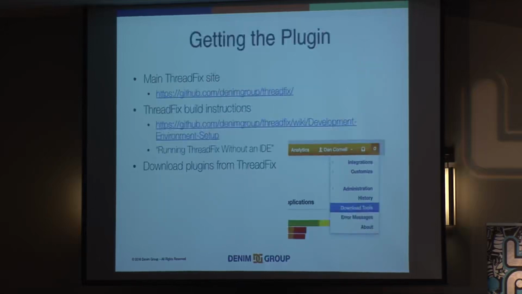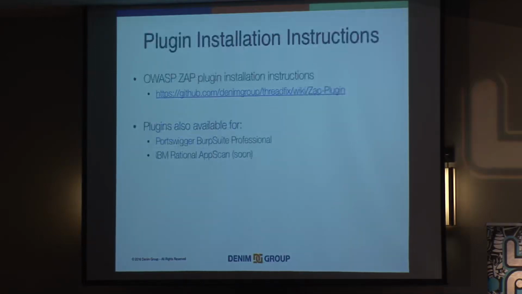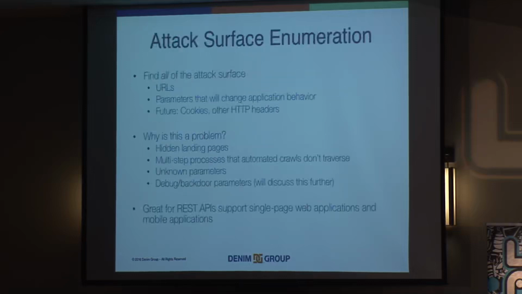All the plugins that we're talking about, you can download from the links that I provided, or if you go and build the ThreadFix Community Edition from GitHub, we've got a download link that you can just pull those tools down. And here are some instructions, for later on, if you want to install the ZAP plugin to look at the stuff that we're doing. From this attack surface enumeration, what we're going to find is all of the URLs, all the parameters that are going to change the application behavior, and we're enhancing the system right now to add searching for cookies, HTTP headers, and other points of attack surface.